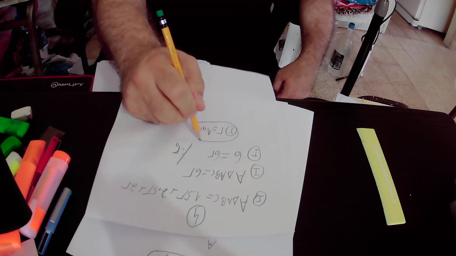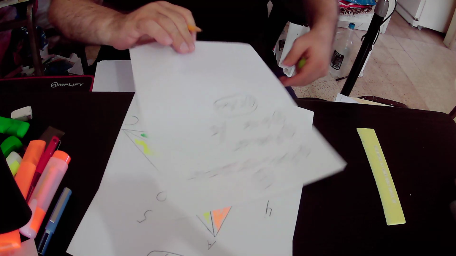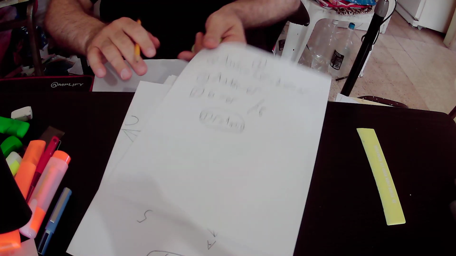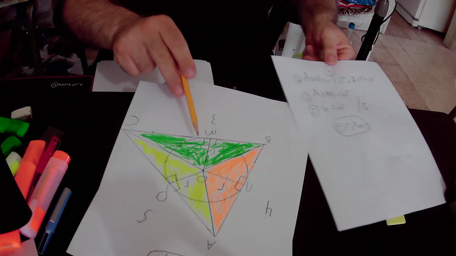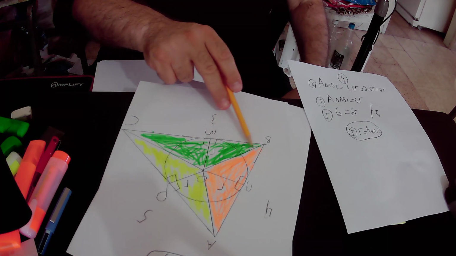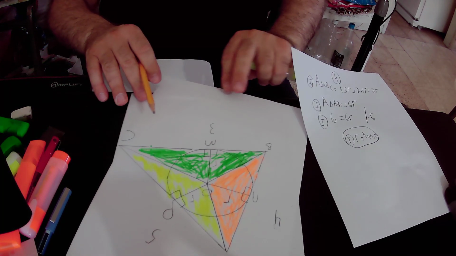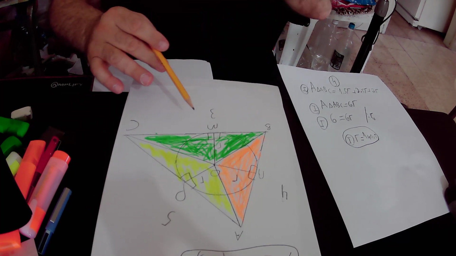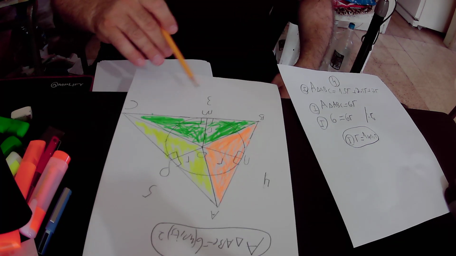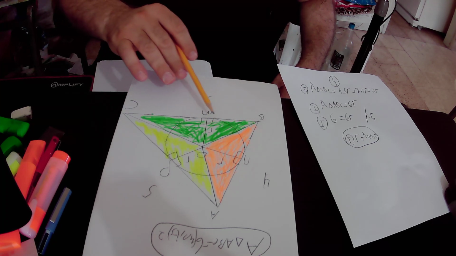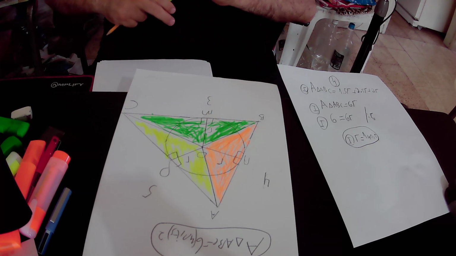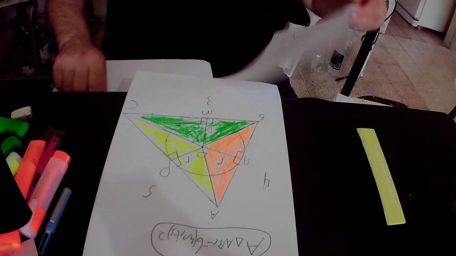Okay? So the answer to the question is that the radius of this circle equals 1 unit, or the radius of the circle that is enclosed inside the triangle equals 1 unit. Now I will summarize the lecture.